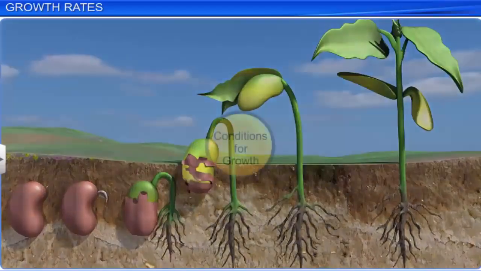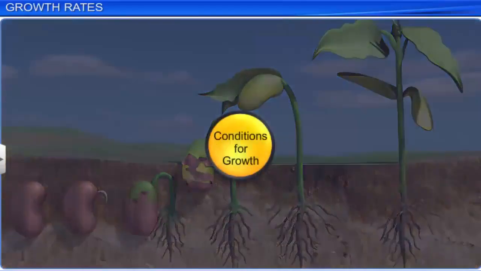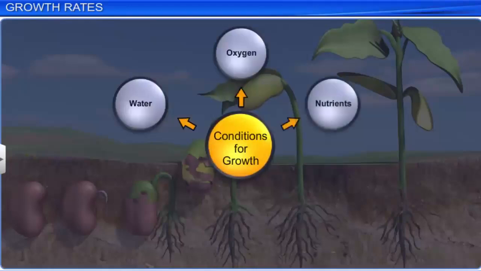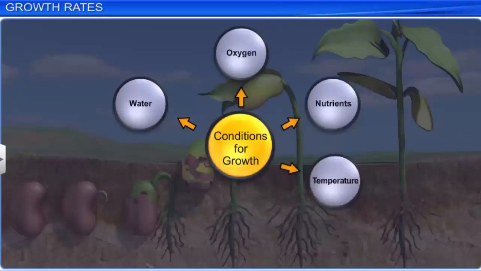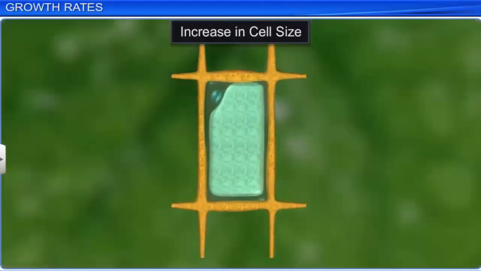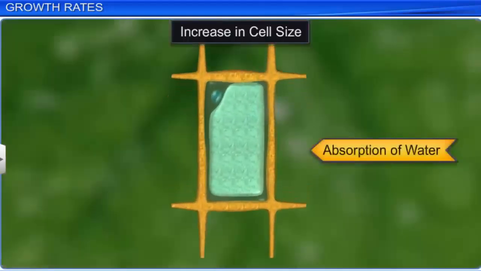Plants require specific conditions for growth. These include water, oxygen, nutrients, temperature, light, and gravity. The increase in cell size is due to the absorption of water.